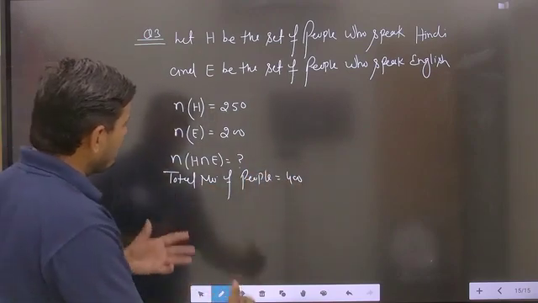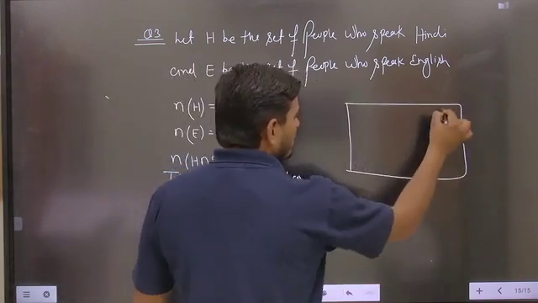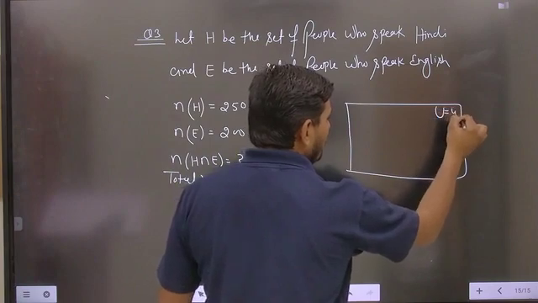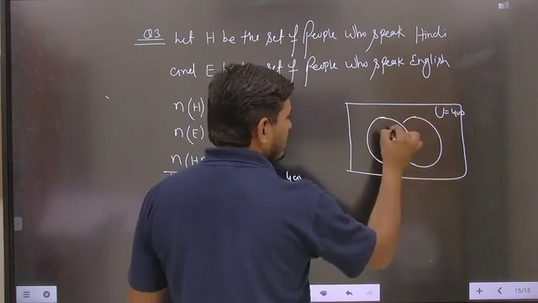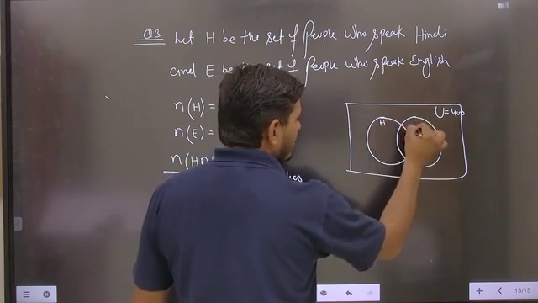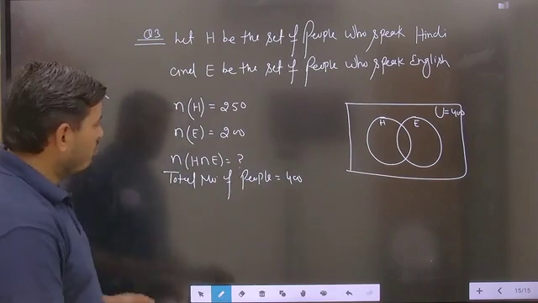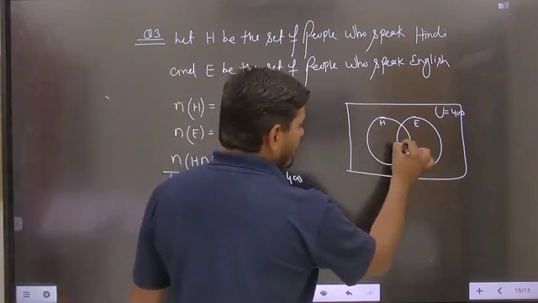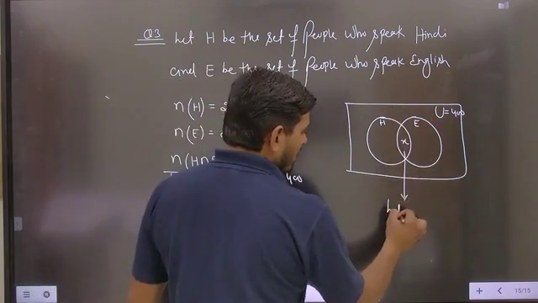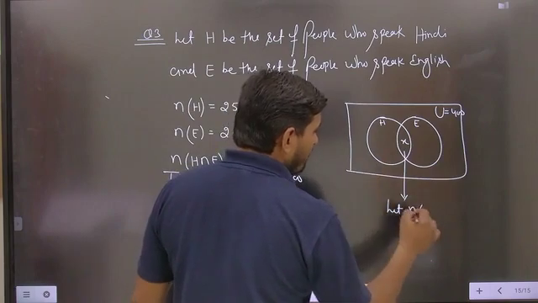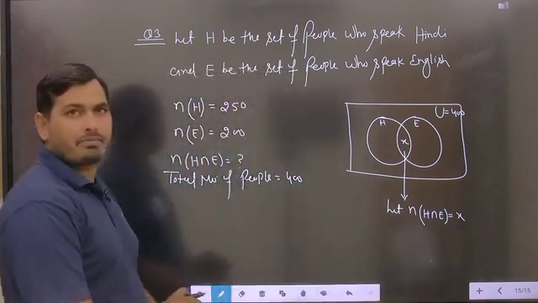You can plot a Venn diagram to understand the basic meaning of this given question. So this total U will be equal to 400 here. We have to make two sets, H and E. This will represent the Hindi speakers, and this will represent the people who speak English. Is it clear? So the common part, suppose this common part is taken as X. Let the number of people in H intersection E be taken as X. Is it clear?